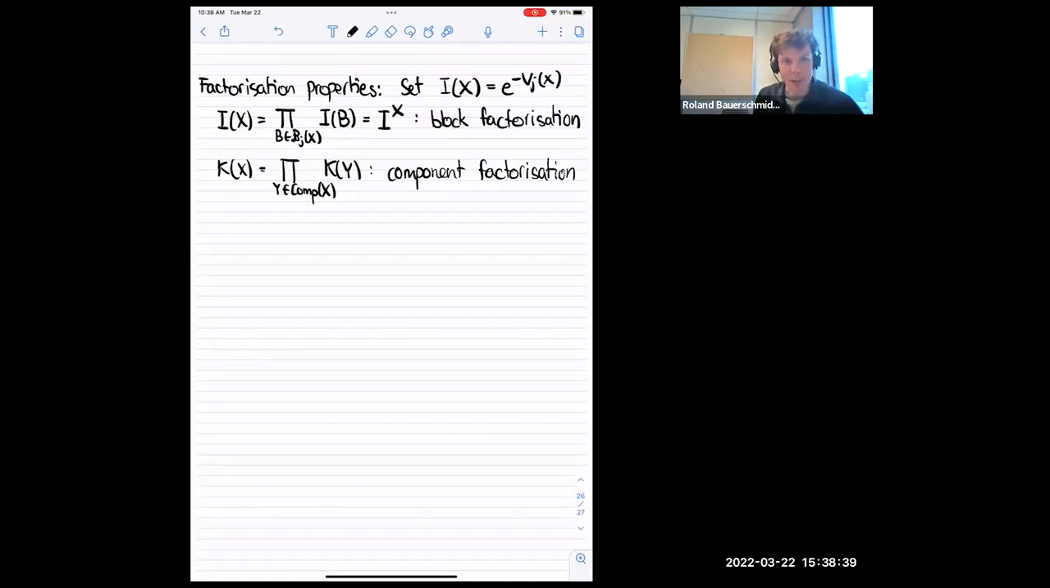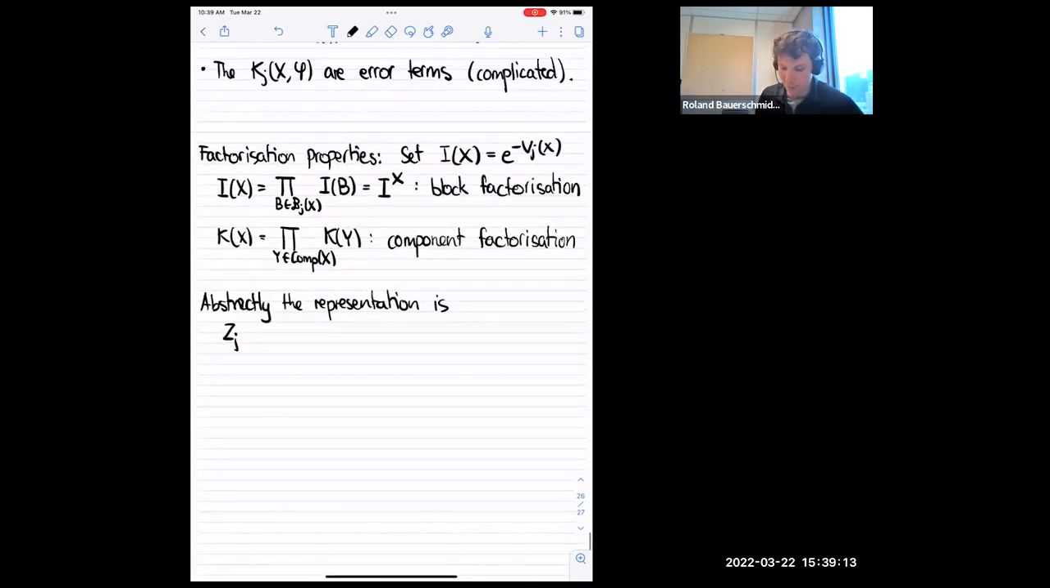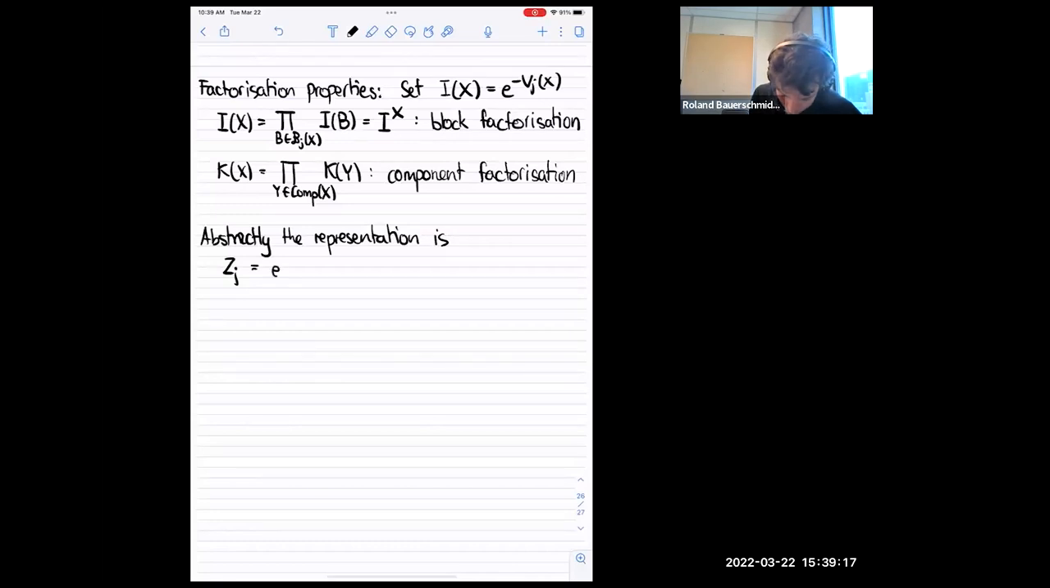So to get a little bit of a feeling for this representation, let me do a couple of examples. Well, firstly, abstractly, the representation is Z_j. So Z_j is the exponential of the full renormalized potential. So Z_j has the form e to the plus E_j lambda_j, or lambda. And then we have, I'm just repeating what I wrote before, emphasizing that I'm often going to write I instead of e to the minus V. So there's this I_j and then there's K_j(X).